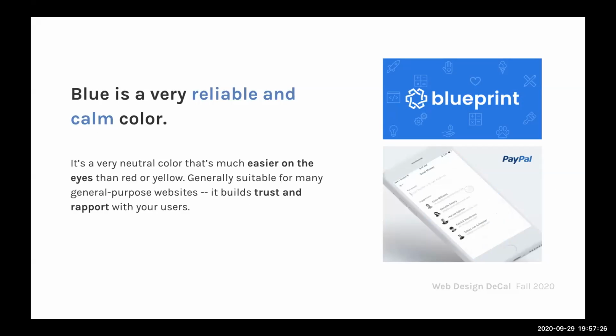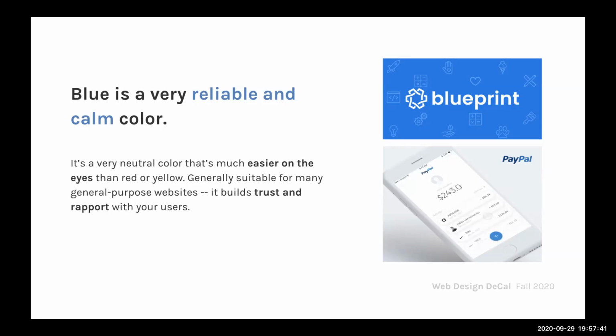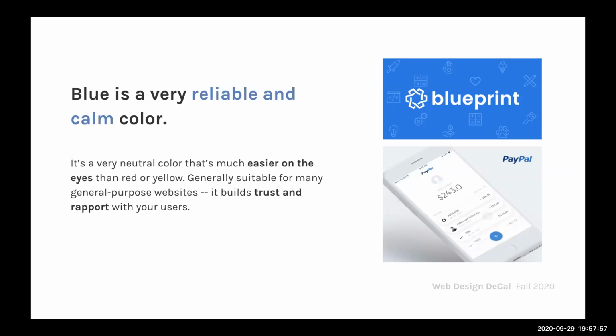So blue is very common in a lot of general purpose websites because it's calming, it's easier on the eyes, it builds trust and rapport with your users. Like PayPal, Blueprint, which is a thing at Cal, Facebook, Tumblr, Twitter, all of the things. In general, it's just a kind of calmer, neutral vibe at this point because we've become so accustomed to using it.